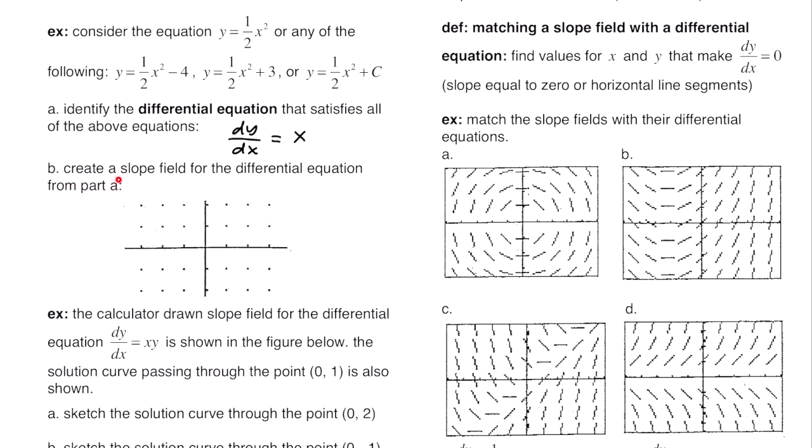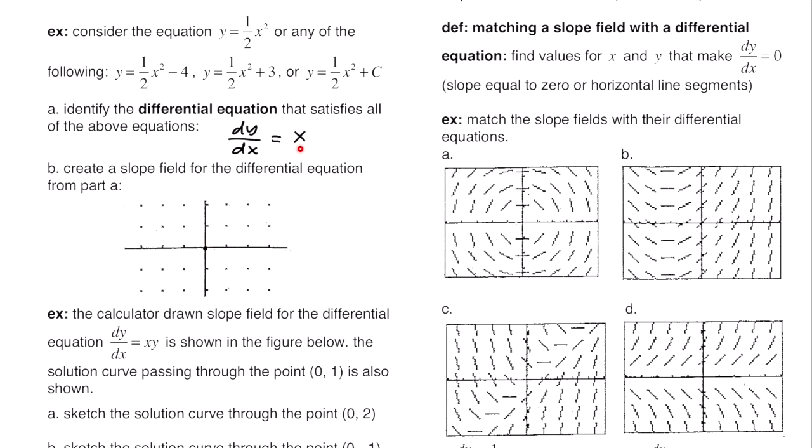Part B says to create a slope field for this differential equation. So to create your slope field, you're looking at this equation as your slope. This differential equation is only with respect to x. Some of them will be with respect to y, and then others will be x and y. So let's look at a point on here. Let's start at (0, 0).